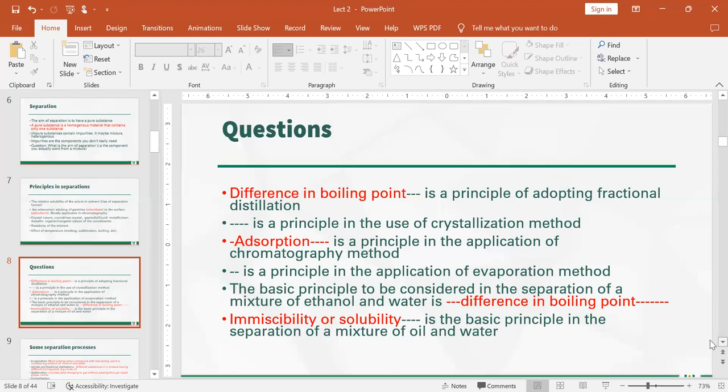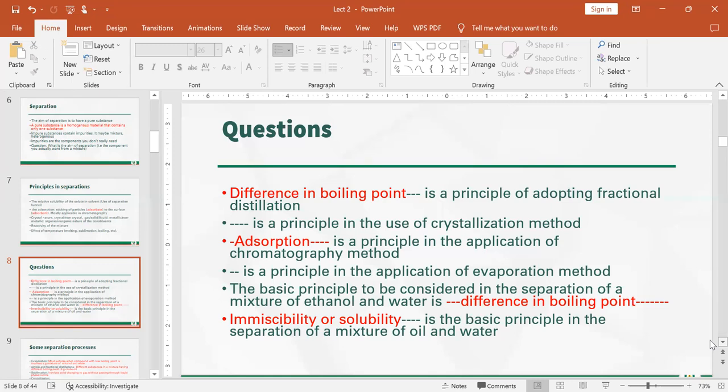Another is evaporating the liquid out of the mixture. You are looking at evaporation, which means you are trying to make the liquid escape. The liquid is not needed, and the liquid will escape. So that is evaporation, and that method depends on the boiling point, because at the boiling point it will escape. Considered in the separation of a mixture of ethanol and water is dash.